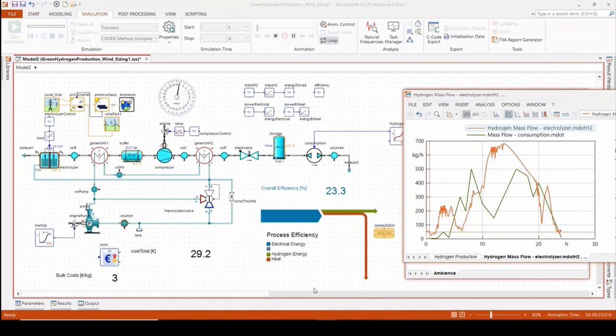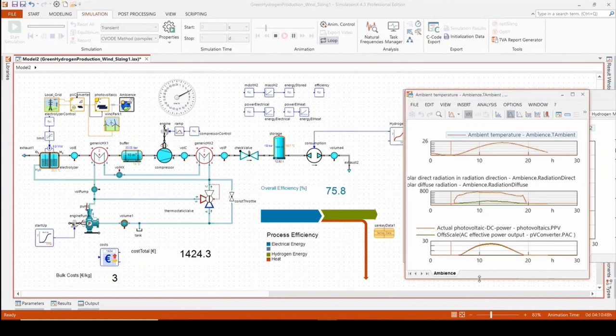Through this setup, the generation of hydrogen can be compared to its consumption, which allows the users to easily size all the components appropriately to ensure uninterrupted supply of hydrogen despite the changes in the amount of electricity generated because of the change in weather conditions.